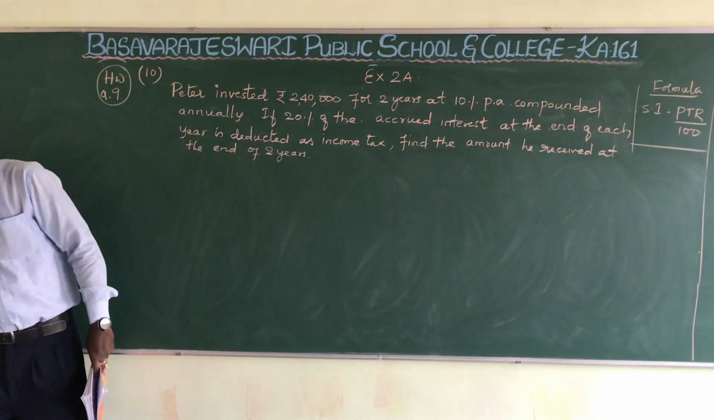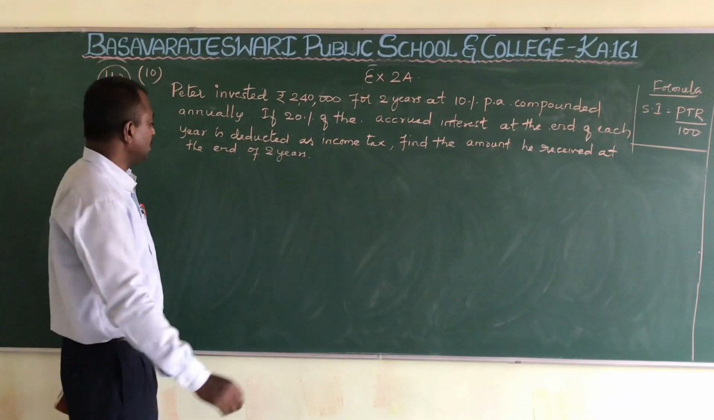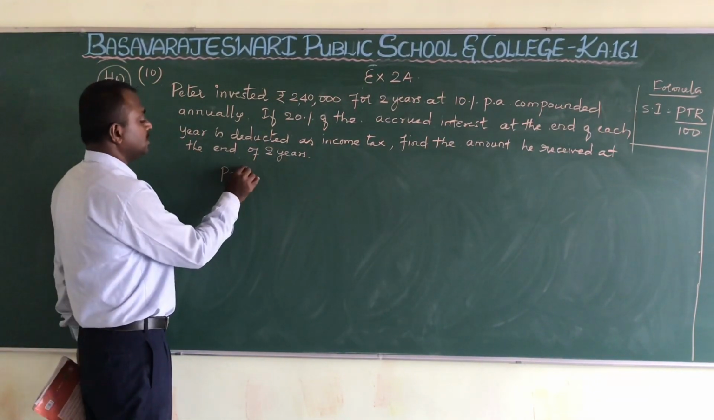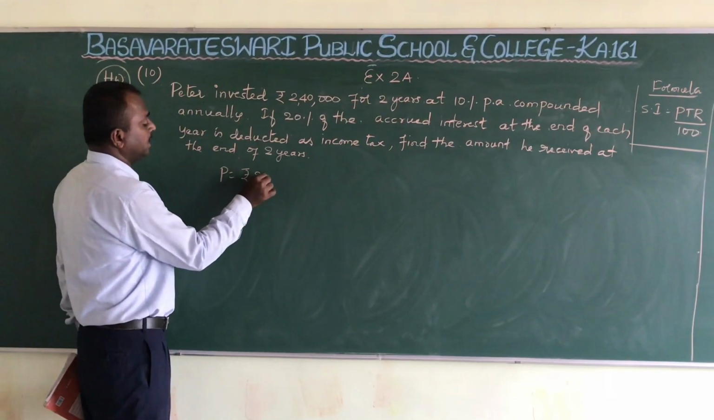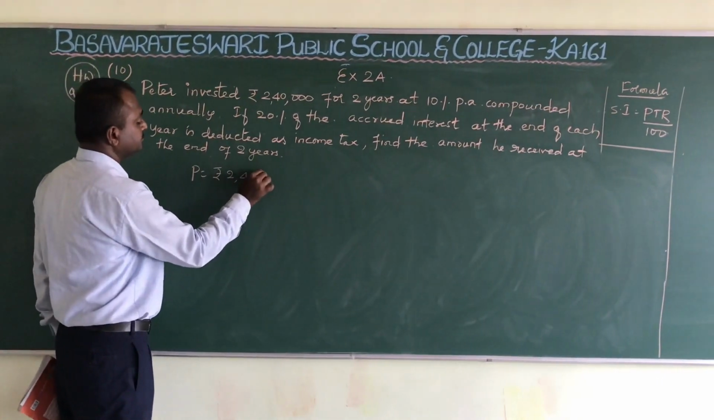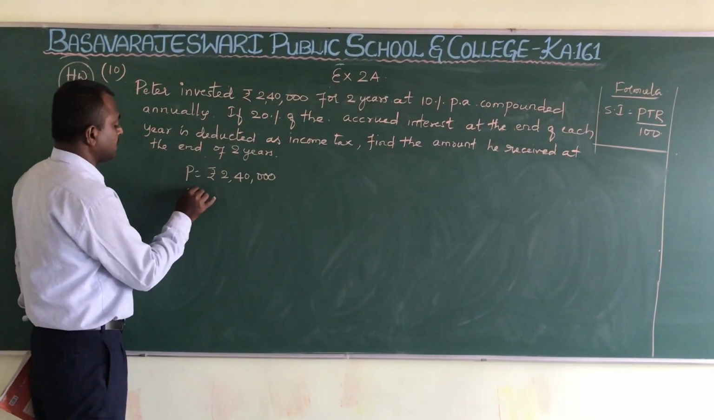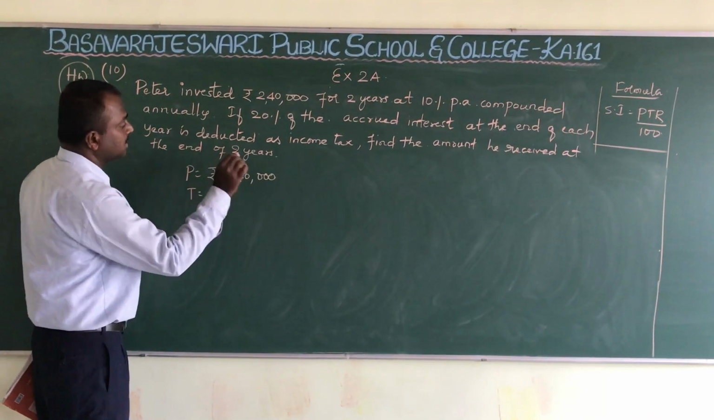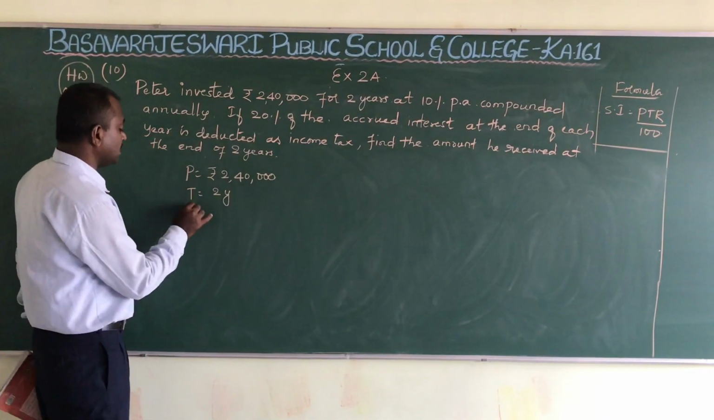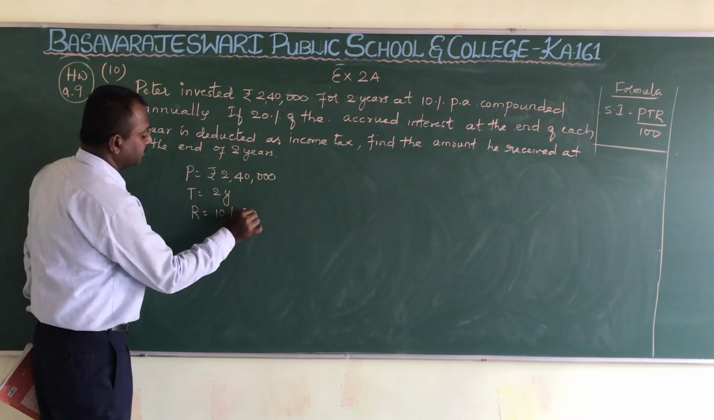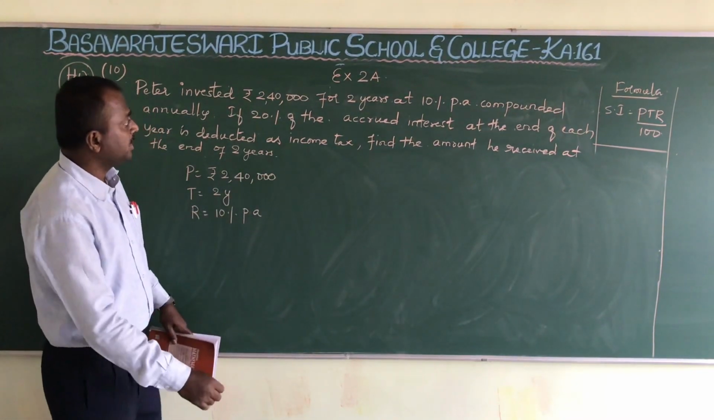So first step, what you should do, you should write the data. So what is given? The principal amount is given. How much? 2,40,000. Time they are given is 2 years. Next, they are given the rate of interest, 10% per annum.